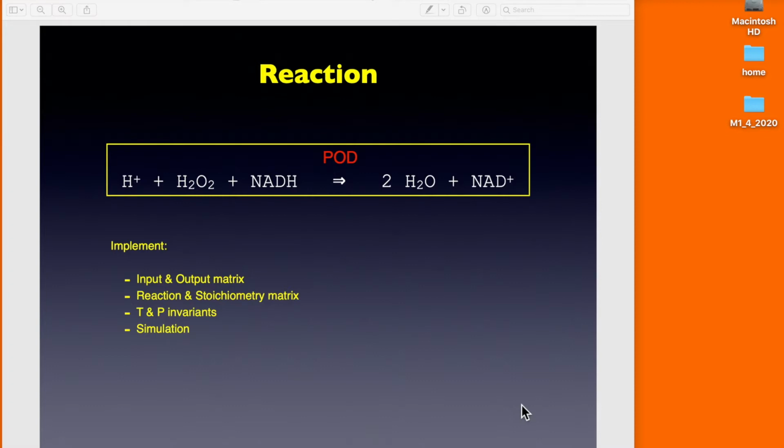So our simple reaction is one that uses hydrogen ions, it's acidic pH, hydrogen peroxide, and NADH in its reduced form under the catalysis of peroxidase, yielding 2 molecules of water and 1 of NAD+. A reaction involved in the destruction of potentially toxic levels of hydrogen peroxide in cells.